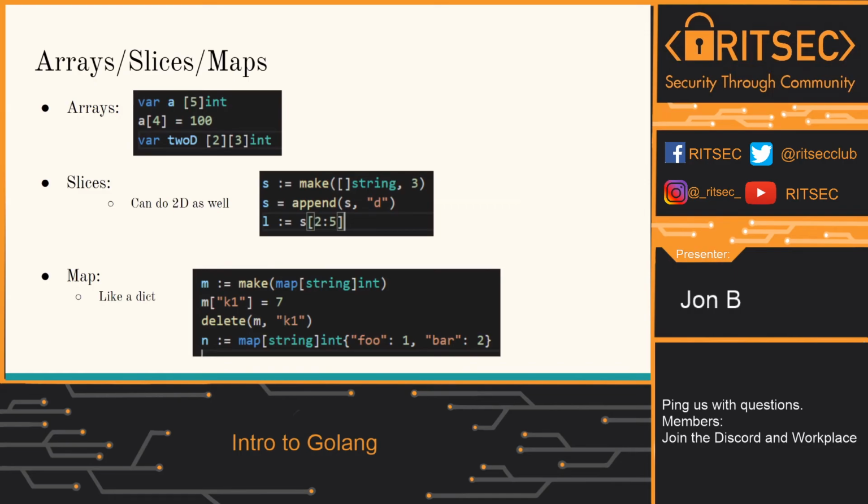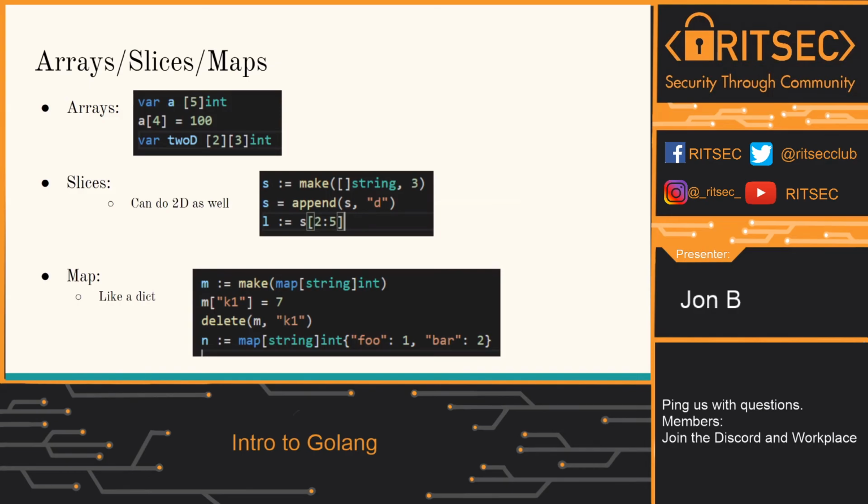Slices are really cool Go-specific things. I'd like to compare it to a list in Python. To make a Go slice, you use the make command. You give an example of either it being 1 or 2 dimensional, the variable type, and then how long you want the initial slice to be. For example, the S slice has 3 values, with the default value being a string, so they'd be empty. You can append to slices.